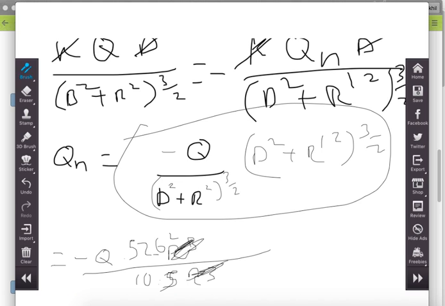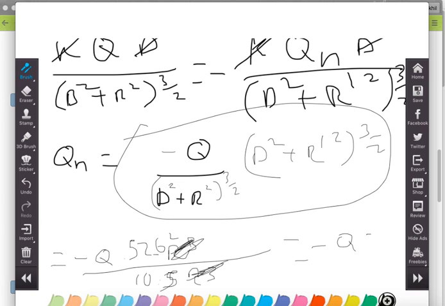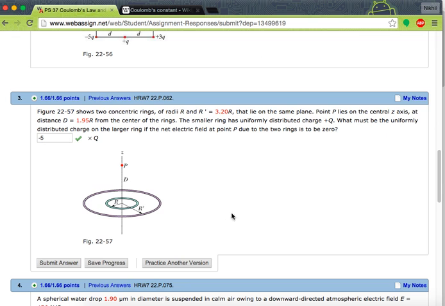And as you can see, 52.62 divided by 10.5, that's equal to minus q times 5.01. So that's basically 5, which is how I got the answer.